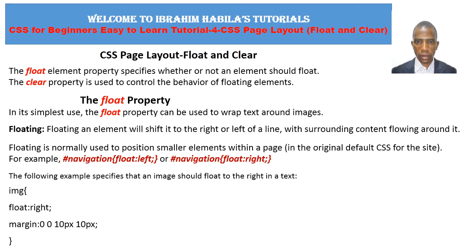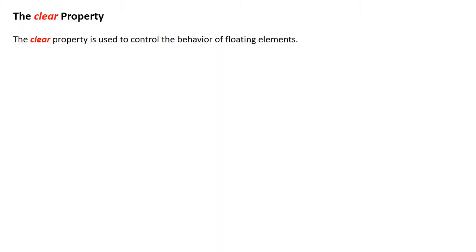The following example specifies that an image should float to the right in a text. That is, the image floating is right, and the four margins are there.